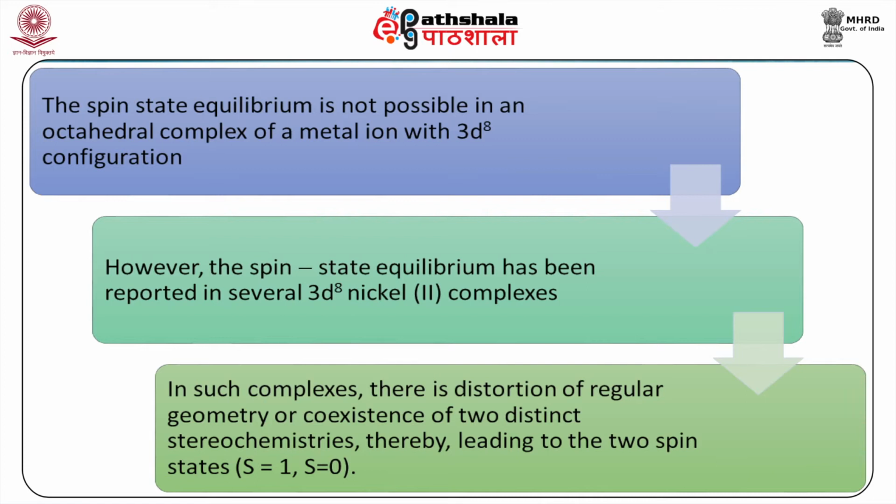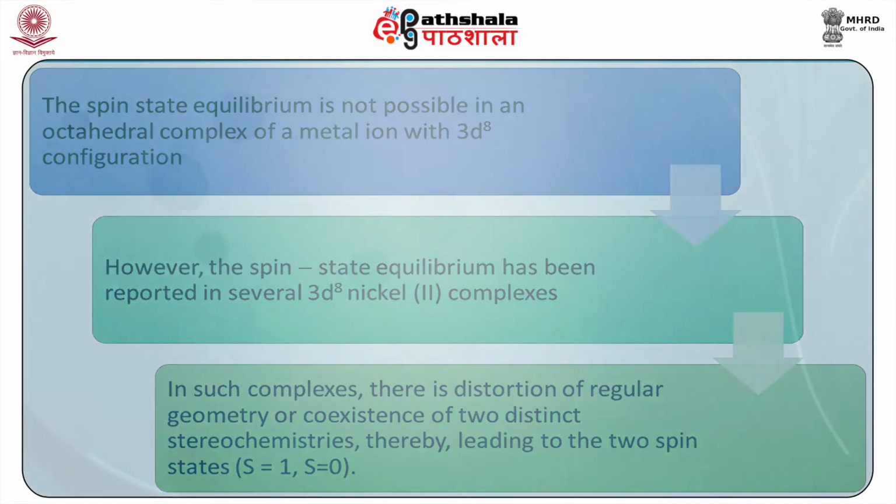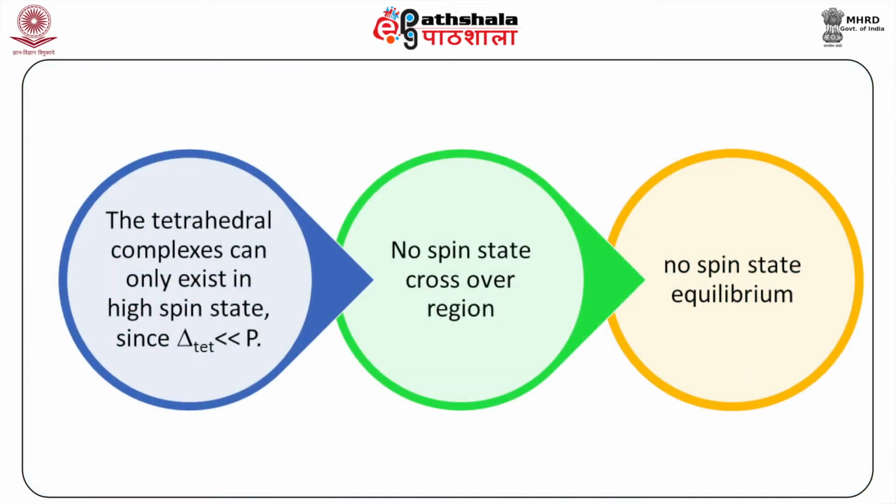In such complexes, there is distortion of regular geometry or coexistence of two distinct stereochemistries, thereby leading to two spin states, that are S equals 1 and S equals 0. The tetrahedral complexes can only exist in high spin state since delta tetrahedral is much lower than P. So there will not be any spin state crossover region and hence no spin state equilibrium.